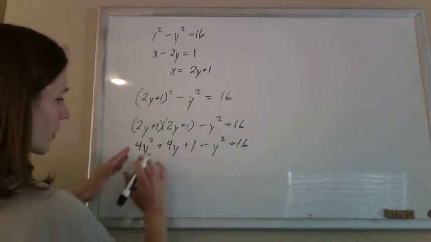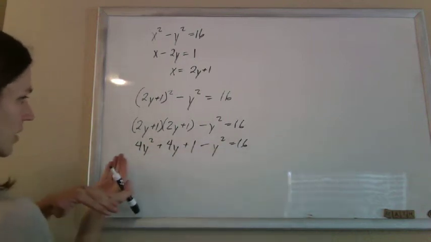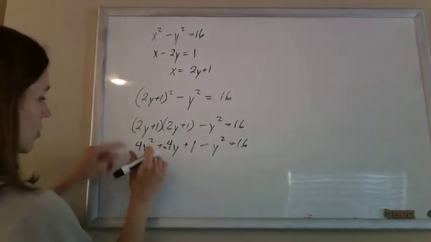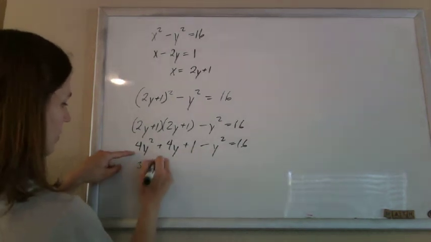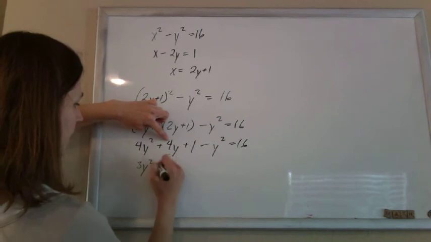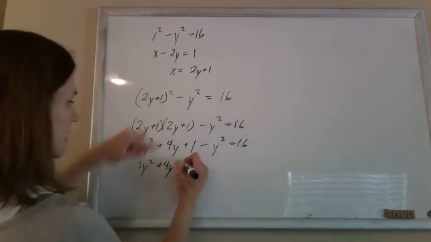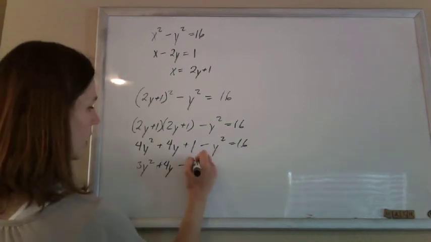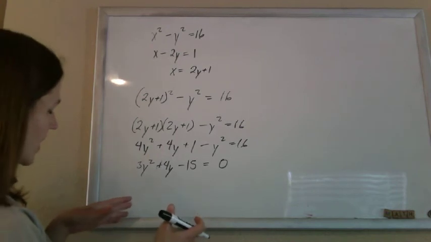Whenever you end up with an equation with a power higher than 1, your goal is to set it equal to 0 and factor it, or try to factor it. So you have 4y squared minus y squared, and you can combine those: that's 3y squared plus 4y. And again, we want to set it equal to 0, so I'm going to swing this 16 over, subtract 16, minus 15 is 0. Now you attempt to factor this thing.